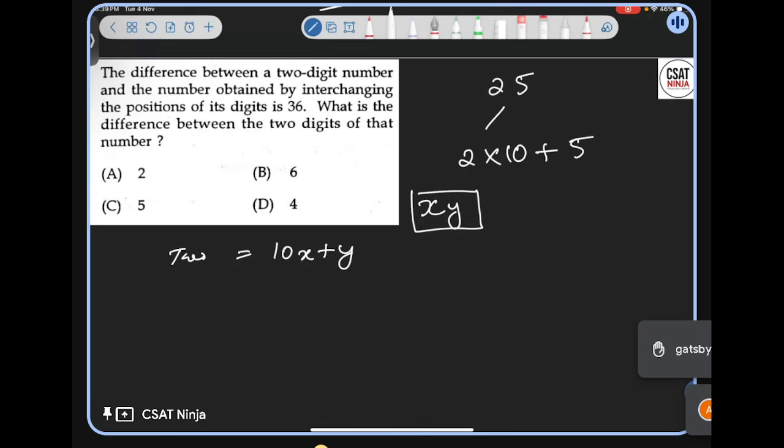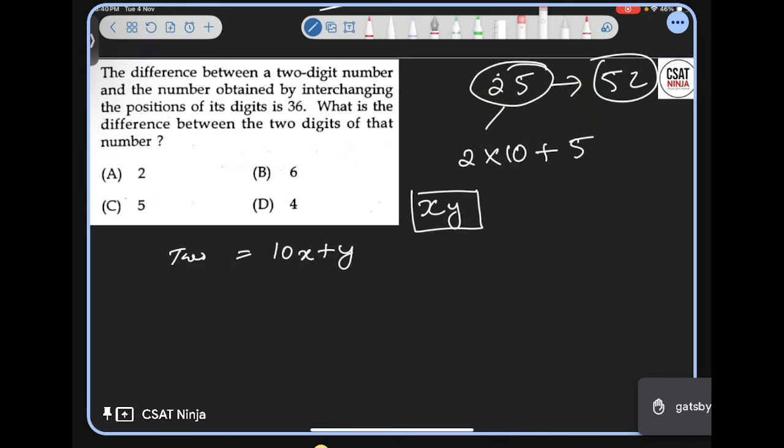The question says like this: the difference between the two-digit number and the number obtained by interchanging the position of the digits. So if you interchange the positions of 25, you will get 52, because you are changing the position of 2 and 5. I'm sending this 2 here and bringing this 5 here. That means interchanging the digit positions. That's what the question says.